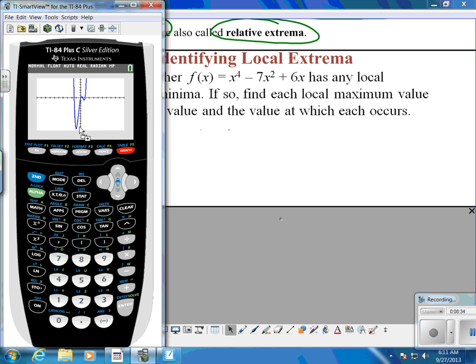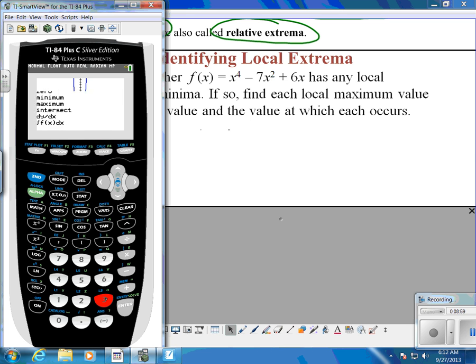This lowest one would be an absolute minimum, because it's the lowest point on the graph. There's nothing below it. These two would be local. These would be local extrema. One of them a minimum, one of them a maximum. How can you find those values on your graph? It's as easy as anything else you've done. Second, calculate, and you have minimum and maximum functions.